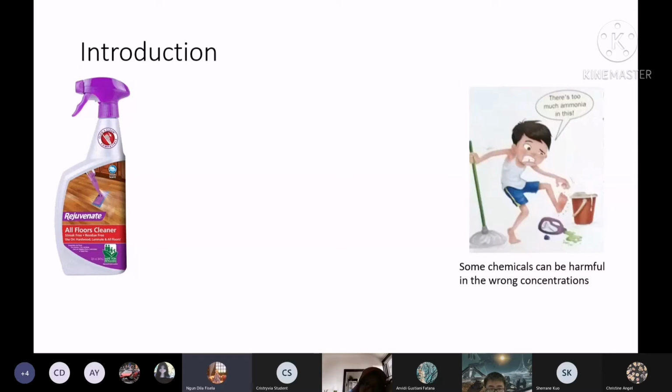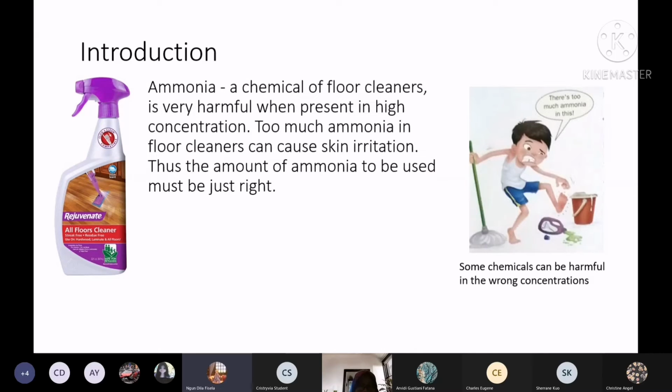So this picture shows floor cleaners. One of the ingredients of floor cleaner is ammonia, NH3. Ammonia is very irritant. The properties of ammonia is irritant to our skin. Too much ammonia in floor cleaner can cause skin irritations. Thus, the amount of ammonia to be used must be just right.